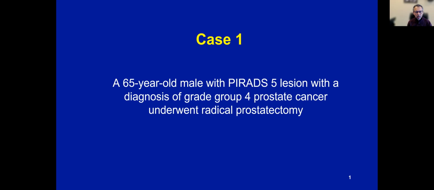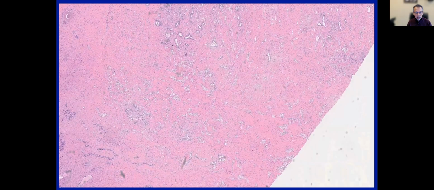So today I try to bring you another very important topic in prostate cancer. For that, I have chosen a recent case that I encountered. This was a 65-year-old male with a PI-RADS 5 lesion detected on multiparametric MRI with a diagnosis of grade group 4 prostate cancer. Patient underwent radical prostatectomy. So I have several images that I would like to share with you.